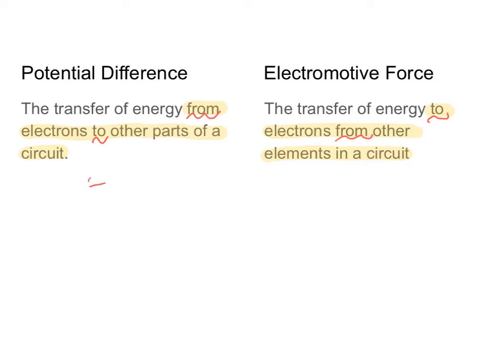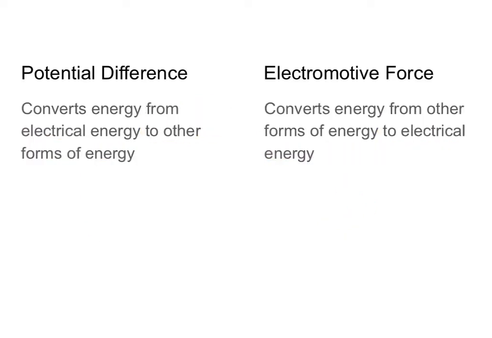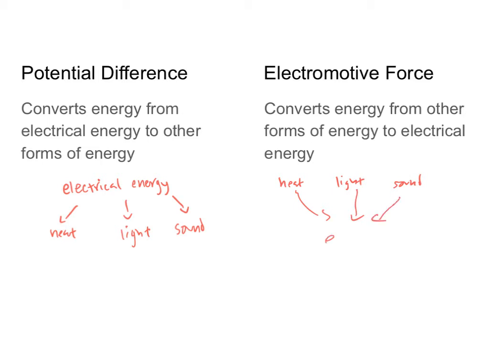So for potential difference, electrons lose energy. And for the electromotive force, electrons gain energy. On that note, we can talk about our potential difference and electromotive force in terms of the energy transfers going on in our circuit. When we talk about potential difference, we are talking about energy that is being converted from electrical energy to other forms of energy. We are starting with some form of electrical energy, and that is being turned into other forms of energy like heat or light or sound. On the other hand, for the electromotive force, we have energy that is being turned from other forms of energy to electrical energy. So we're starting with our heat or our light or our sound, and we are getting that energy turned into electricity.